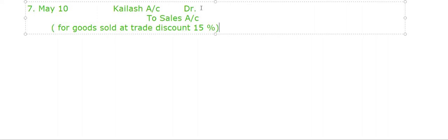Now, how much is the amount to be shown over here? In the Kailash account, the amount is to be debited, that is 1 lakh at 15% discount. 15% of 1 lakh will be 15,000. It means 85,000 is the amount to be shown. I hope you people are able to calculate.